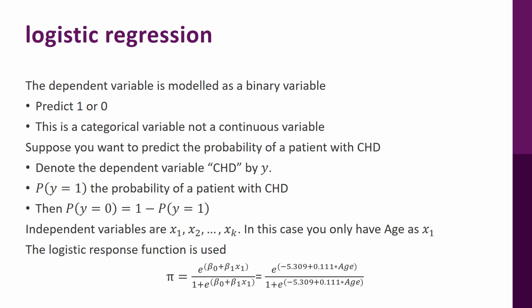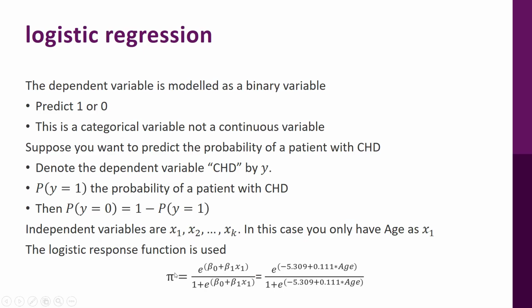Now, let's go back to our example of finding the probability of a patient with coronary heart disease. When we run the regression model, the dependent variable is modeled as a binary variable. So what you want to find out is whether or not a person would be categorized as having CHD or not having CHD. And you can determine that using a probability.